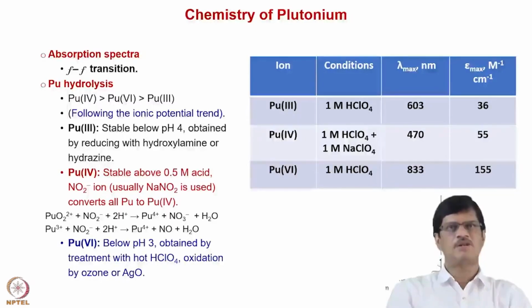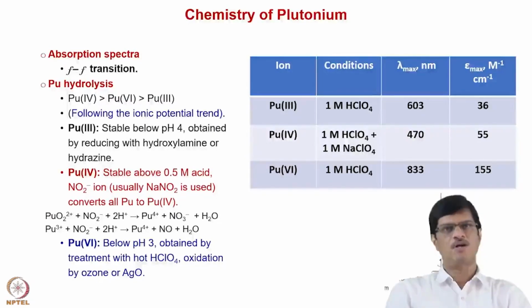The absorption spectra of plutonium will be taken up in a separate lecture. For hydrolysis of plutonium, plutonium 4 is greater than that of plutonium 6, which is greater than that of plutonium 3, and this follows the ionic potential trend. Plutonium 3 is stable below pH 4, and it is obtained by reducing with hydroxylamine hydrochloride or hydrogen.